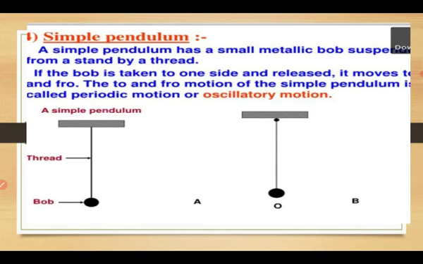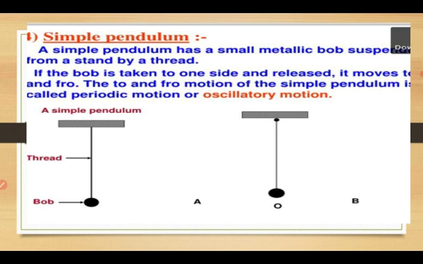Now we will study the simple pendulum. A simple pendulum has a small metallic bob suspended from a stand by a thread. If the bob is taken to one side and released, it moves to and fro. The to and fro motion of the simple pendulum is called periodic motion or oscillatory motion.